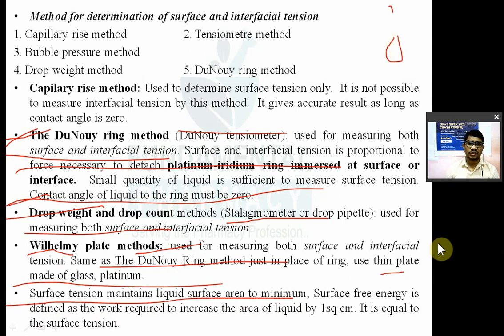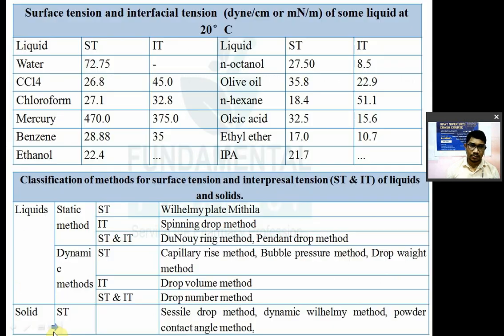Now surface free energy is nothing but the work required to increase the surface area of liquid by 1 square centimeter. Surface free energy क्या होता है? It is nothing but the work required to increase the surface area of liquid by 1 square centimeter. And remember, surface free energy is equal to the surface tension.